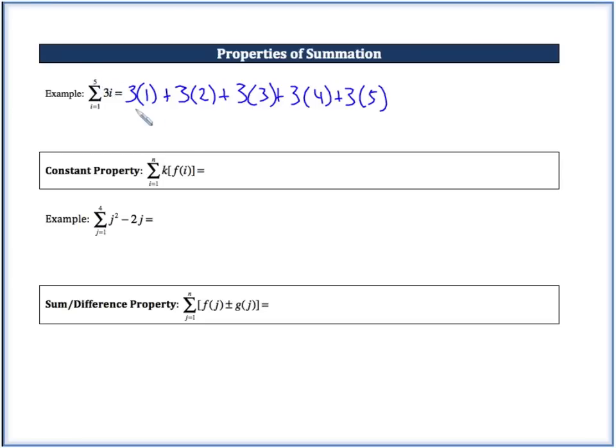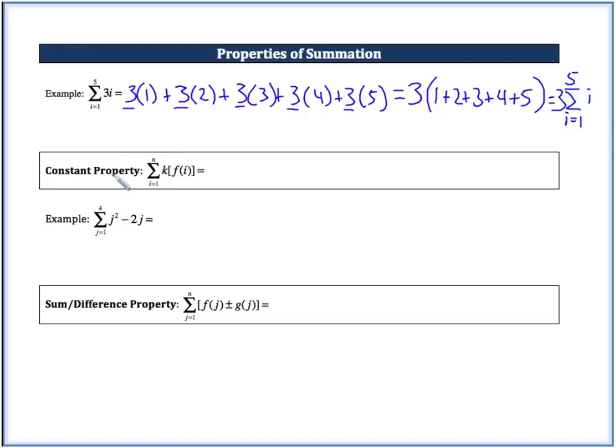Now what you can notice here is that this 3 is constant in each of these options. So we can actually factor out the common factor of 3 from this sum, and we're going to be left with 3 times (1 plus 2 plus 3 plus 4 plus 5). Now if we were to rewrite this using sigma notation, we could actually write it as 3 times the sum of i, where i went from 1 up to 5.